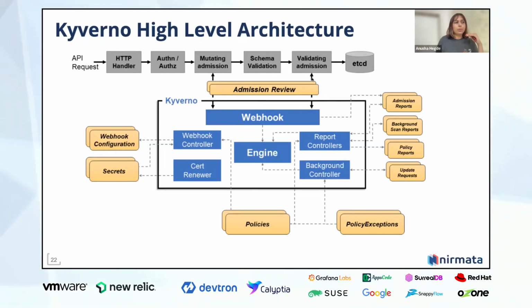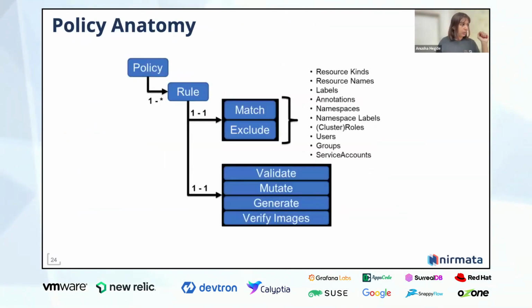Because suppose you do validation first and then you end up mutating, but what if the mutated resource does not conform to the validation criteria? That is why. This is not a Kyverno behavior, it is Kubernetes behavior in general. Mutating admission always happens before validating admission.